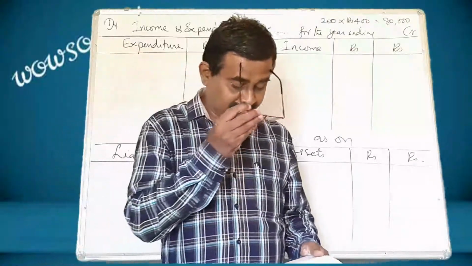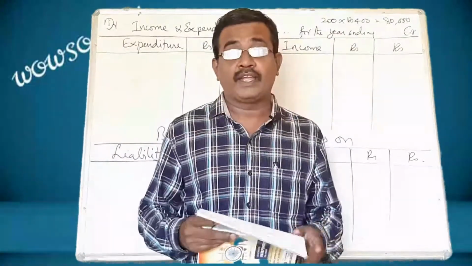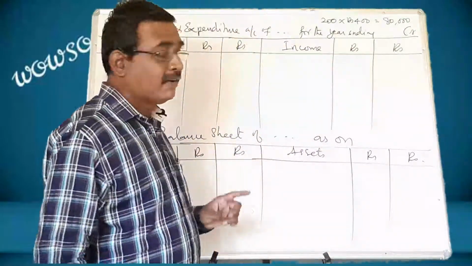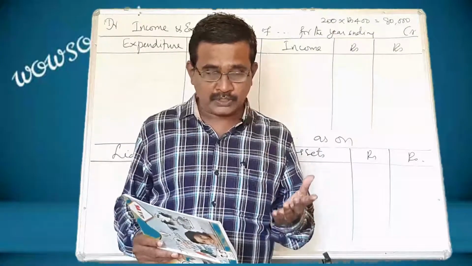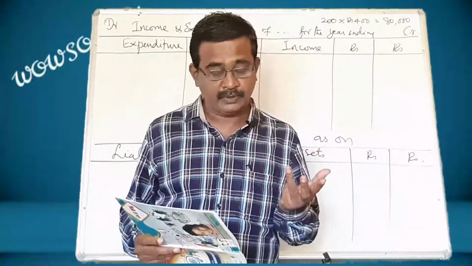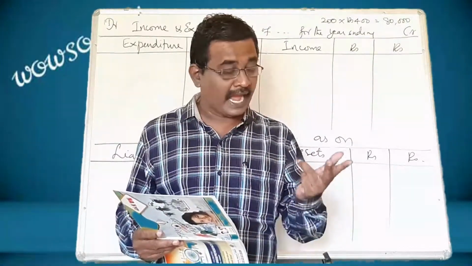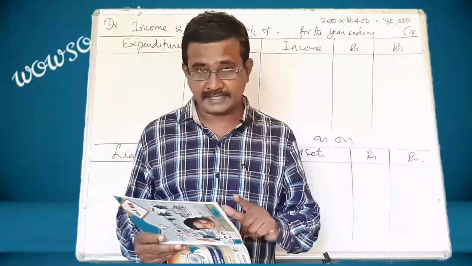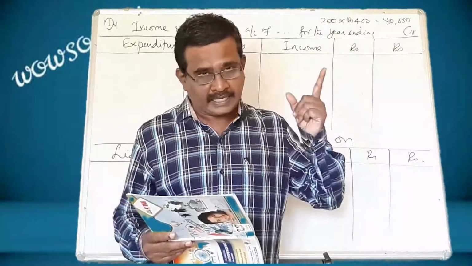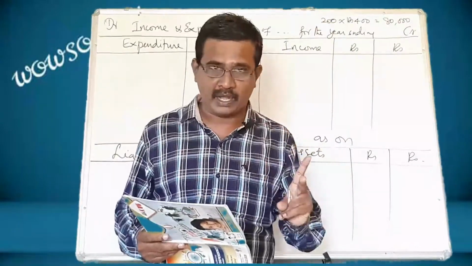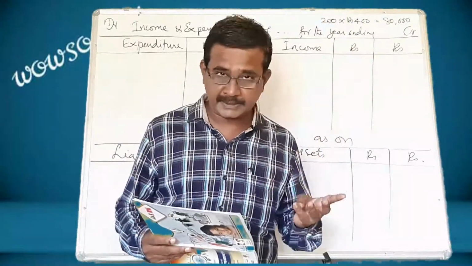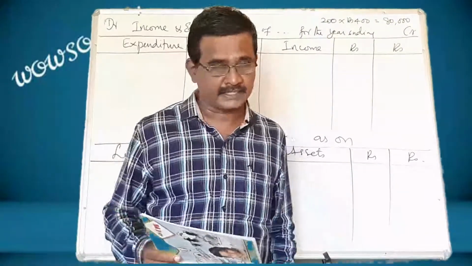My dear students, I failed to tell you one thing. Final accounts include the receipts and payments account, income and expenditure account, and balance sheet. In this sum they have given the receipts and payments account. From that we have to prepare two accounts, that is, the income and expenditure account and the balance sheet.